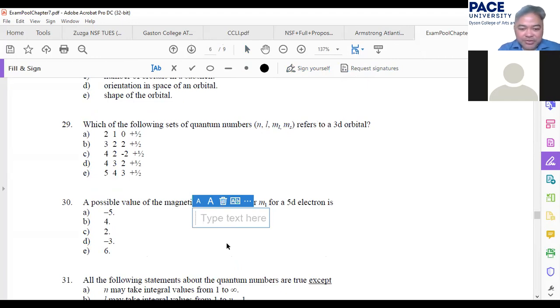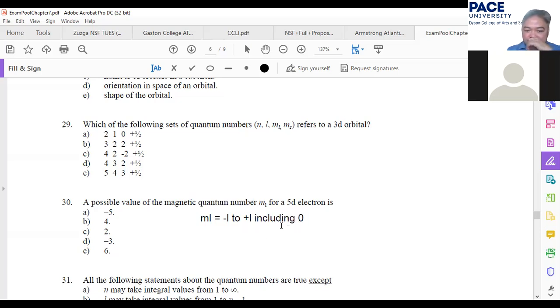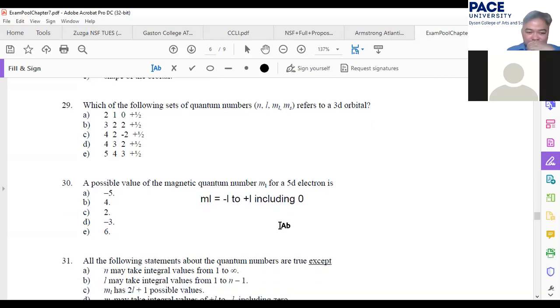So remember, M sub L is just equals to what? Negative L to positive L, including 0. Okay, that's why we end up with 2.